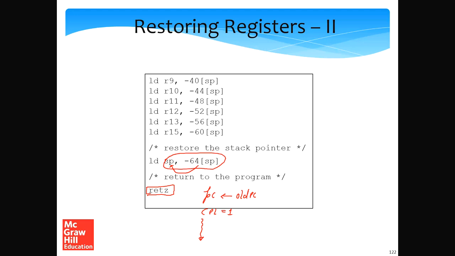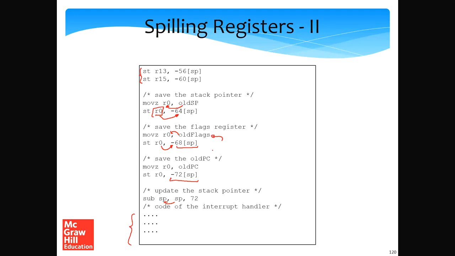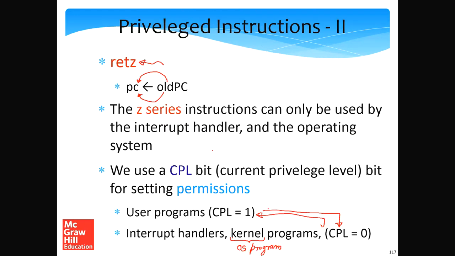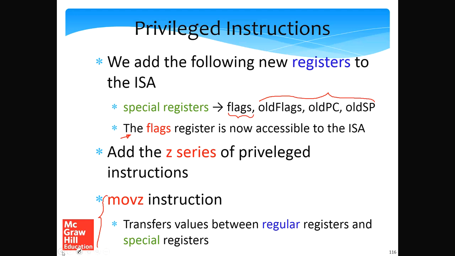So to summarize, how did we do it? Well, the way we did it is by actually introducing some special instructions and registers. So in specific, the instructions that we introduced, so let me clean up this slide, are MoveZ and retz. MoveZ essentially transfers data between normal and special registers. And retz essentially returns from an interrupt handler. So the contents of old PC are transferred to the program counter PC, and we start running the user program, and the user program runs with a privilege level of 1. CPL is equal to 1.